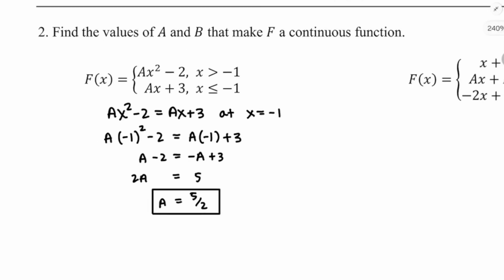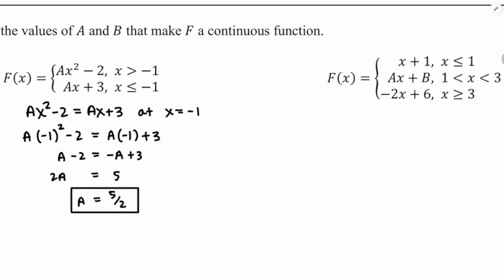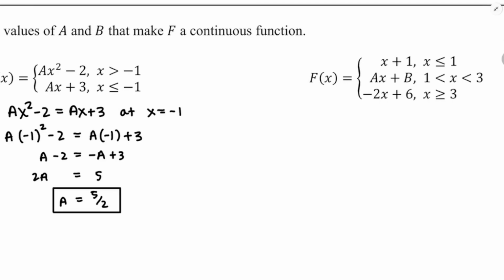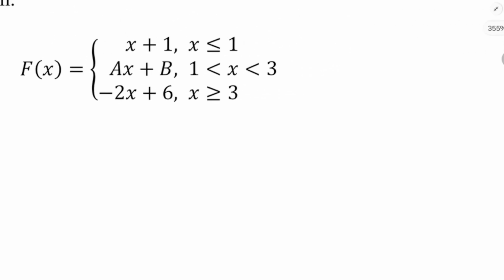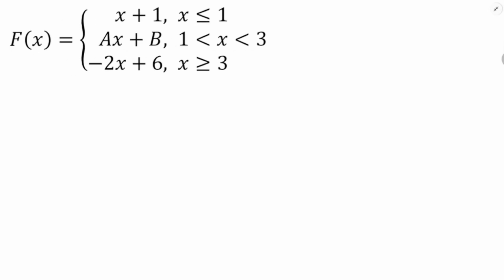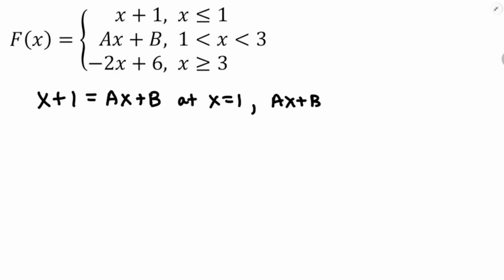Then on this other one, I see 3 pieces. This is going to be very much like the one in the examples in the lesson where we're going to have to set up a system and solve it, but maybe this one will be a little more interesting. So I'm going to need x plus 1 to equal ax plus b at x equals 1. That's the x value they share. And I'm also going to need ax plus b to equal negative 2x plus 6 at the point where x equals 3. That's what they share.